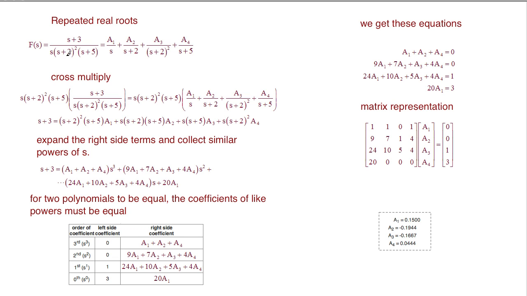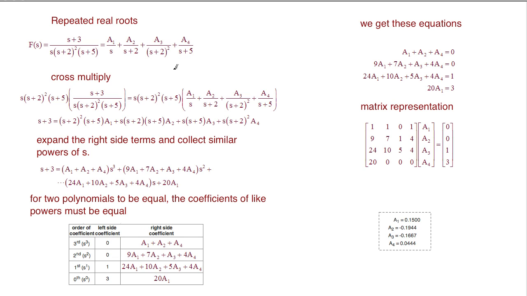To do the partial fraction, the first thing we do is we write it like this. We write it as A1 over s plus A2 divided by (s plus 2). Now here's what's different: A3 divided by (s plus 2) squared plus A4 divided by (s plus 5). Now we want to find the values of A1, A2, A3, and A4. Now the simplest way of finding those values uses calculus. But we're not there yet, so we have to do it a different way.